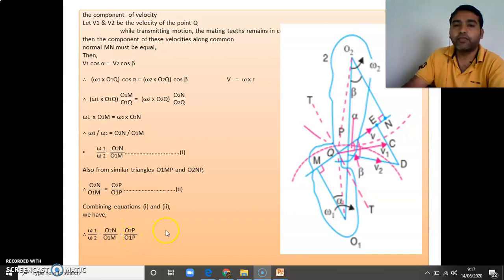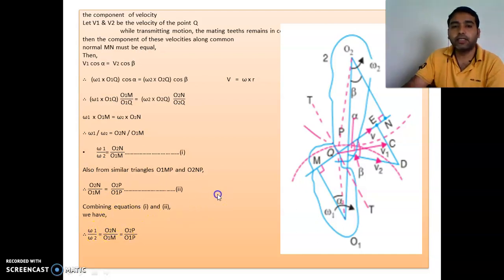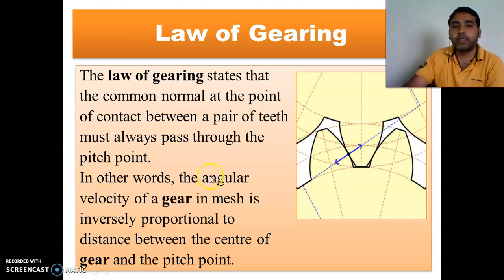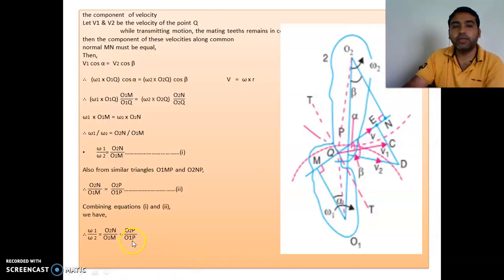So we get a constant velocity ratio for all positions while designing any teeth profile of a gear wheel. This equation means that the angular velocity of gears in mesh is inversely proportional to the distance between the center of the gear and the pitch point. So this is the simple law of gearing.